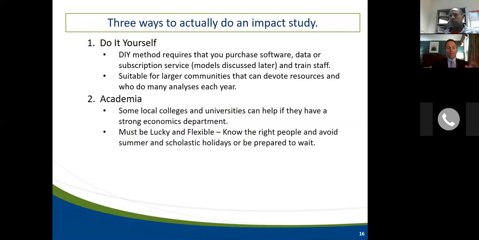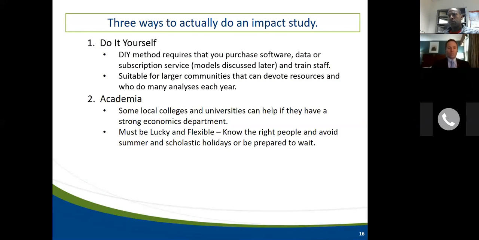Secondly, academics. There are a lot of academics out there in the economics department of this college or that college or this university that do this kind of work. And if you're lucky and you're flexible, you can find the right person and they might be able to help you out do one of these studies. Just be aware that they're professors. They don't necessarily work at the speed of business.